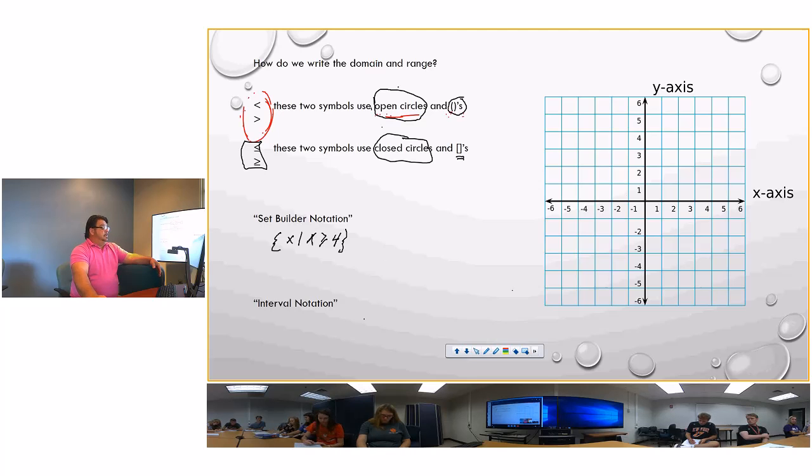Okay? Interval notation would be parentheses, and this says x greater than or equal to 4. That would be, I'm sorry, that's equal to, so that'd be bracket 4, comma, infinity. So if I had a domain of x is greater than or equal to 4, then I could write it in set builder notation, or I could write it in interval notation.